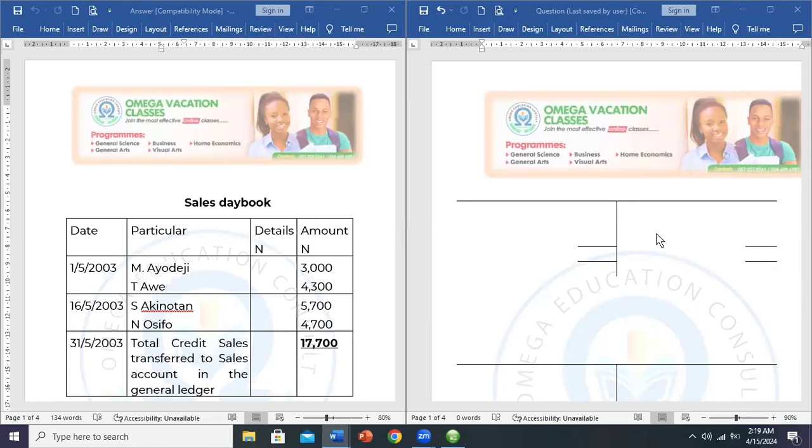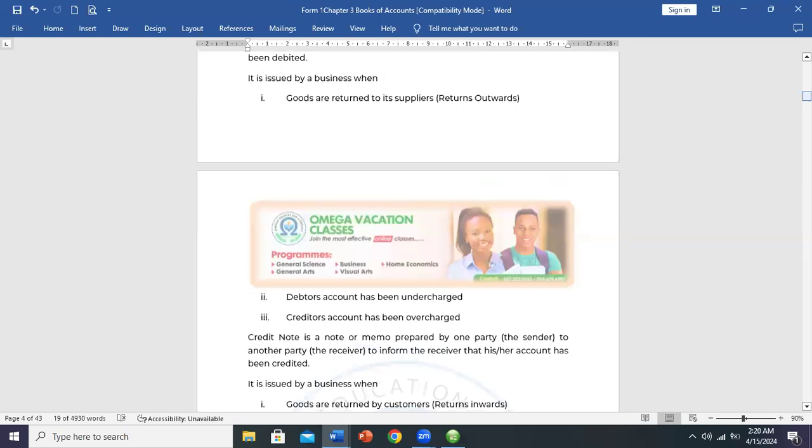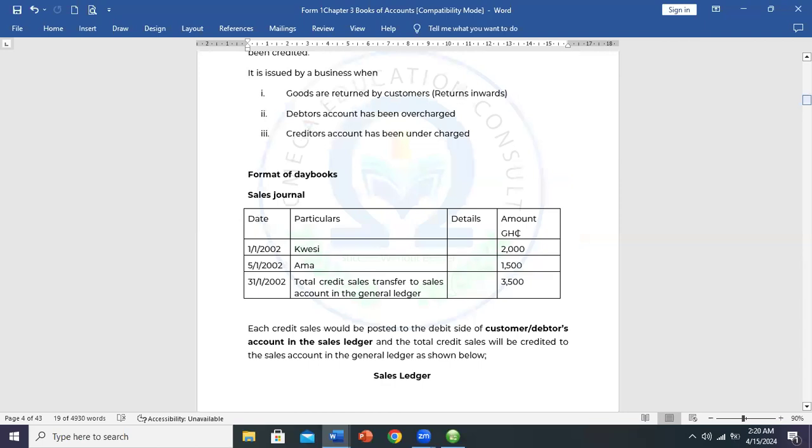Okay, so like I'm saying, in today's lesson, we'll look at how to do the postings from the day books to the ledgers. But before that, let's quickly appreciate the following. Now, there's a relationship between the day books and the ledgers because, as a matter of fact, when you are done preparing your day books, the next thing is for you to post them to the ledgers.